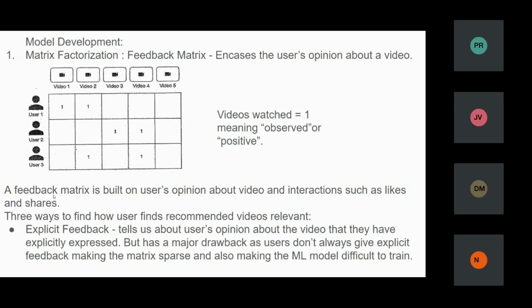There are three ways to find how a user finds recommended videos relevant, starting with explicit feedback, which is basically the user explicitly liking the video. But the major problem with explicit feedback is that users don't always interact or give explicit feedback, and due to this, the matrix formed is very sparse, and it's difficult to train an ML model on it.